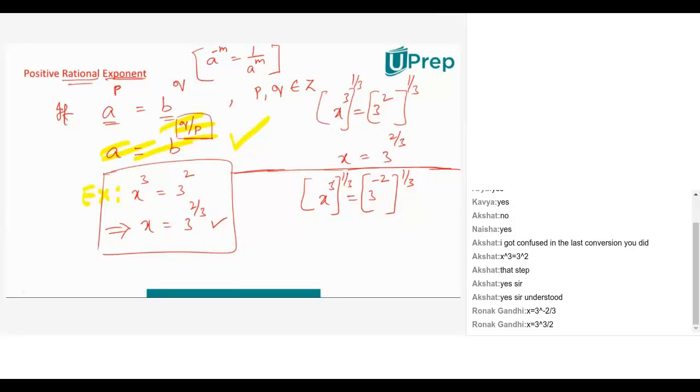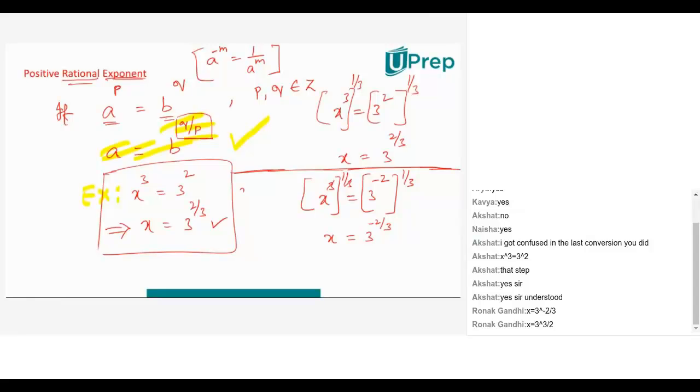What will happen to this on the left hand side? Arya, x to the power of 3 whole to the power, 3 and 3 will get cancelled. Correct. Therefore, you will get x on the left hand side. What will you get on the right hand side? Sir, you will get 3 to the power of 2 by 3. Sorry, minus 2 by 3. Wonderful. So you got x is equal to 3 to the power of minus 2 by 3.